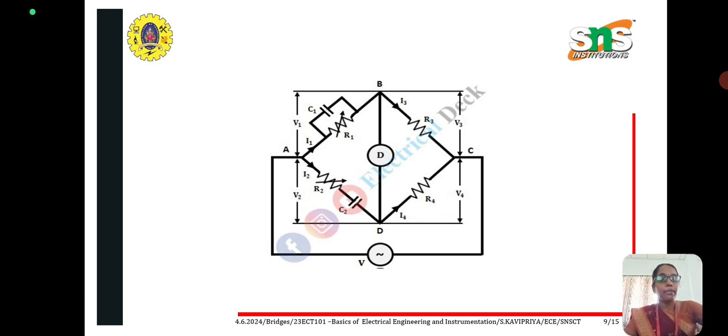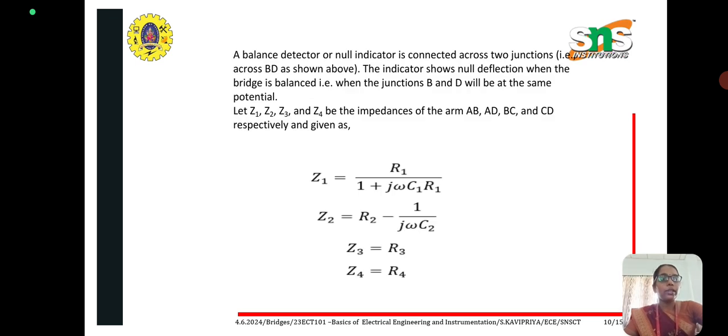are connected in parallel in one branch and in series in one branch, and the remaining 2 branches consist of the resistance R3 and R4. Supply will be connected to any 2 junction points, and the detector will be connected to the other 2 junction points. So here also, since it is an AC bridge, we'll be finding the value of the impedances. We have Z1, Z2, Z3 and Z4 as the four impedances, which are the impedances of the corresponding branches AB, AD, BC and CD.